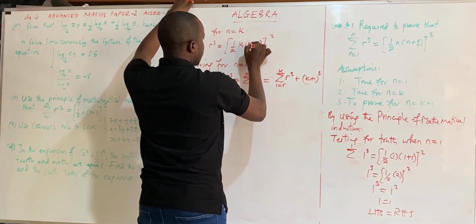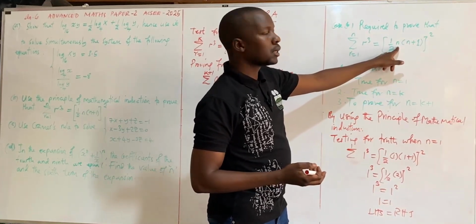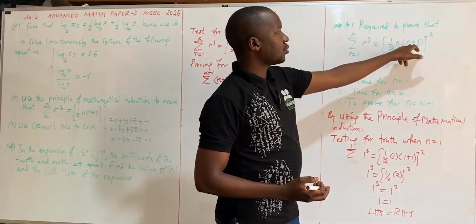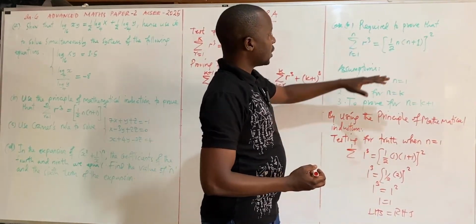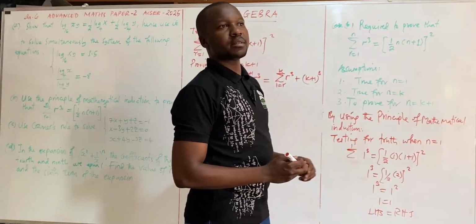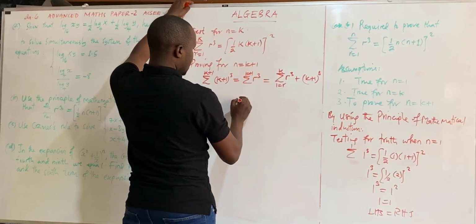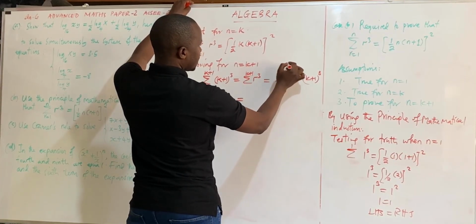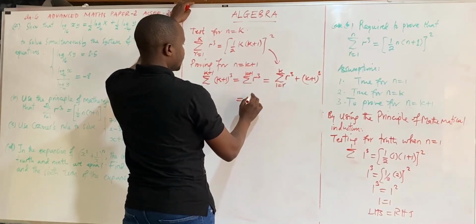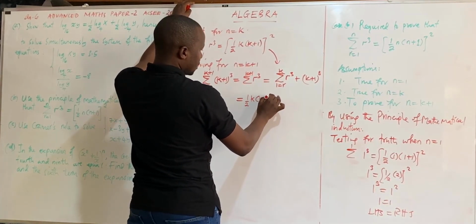Here is k. Until now we get something like this, where n now becomes k plus 1. And here k plus 1 plus 1, so we get k plus 2. So we simplify until we get something that resembles that earlier expression. So from here, now we can substitute the value of this. The value of this we know, we go back here. So that is a half k, then k plus 1.